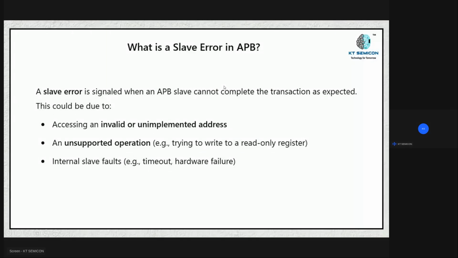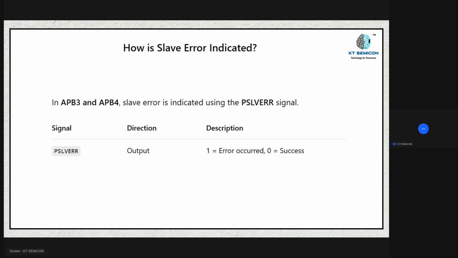Now, basically, a slave error is signaled by an APB slave when it cannot complete the transaction as expected. This could be due to accessing an invalid or unimplemented address, an unsupported operation, or internal slave faults. Due to these reasons, the slave may flag an error and tell the master that it is having an error.